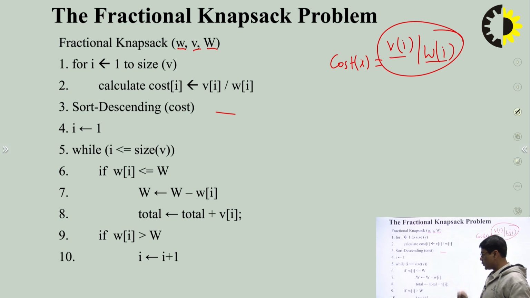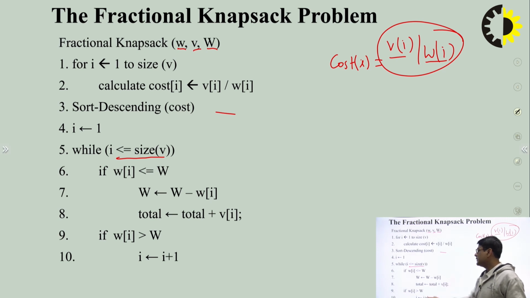Now I equals 1, while I is less than or equal to size of V. Whatever size is given, I is less than or equal to that. If Wi is less than or equal to W, suppose whatever item you are going to take is less than the knapsack capacity, then it would be included. Then the updated W is W minus Wi, and the profit is added into the value. Again, total equals total plus Vi, whatever profit is already there and whatever profit you are gaining by keeping that item into the bag.